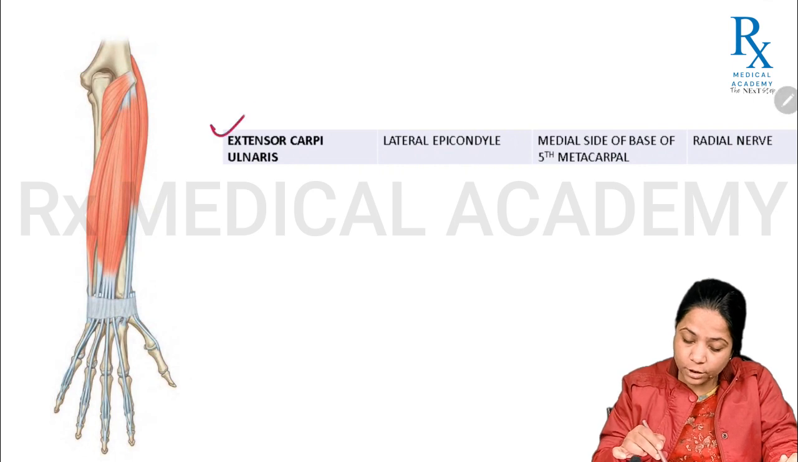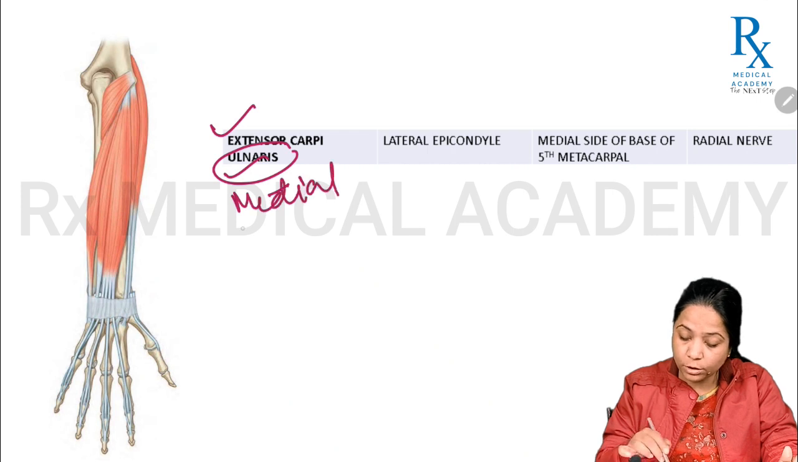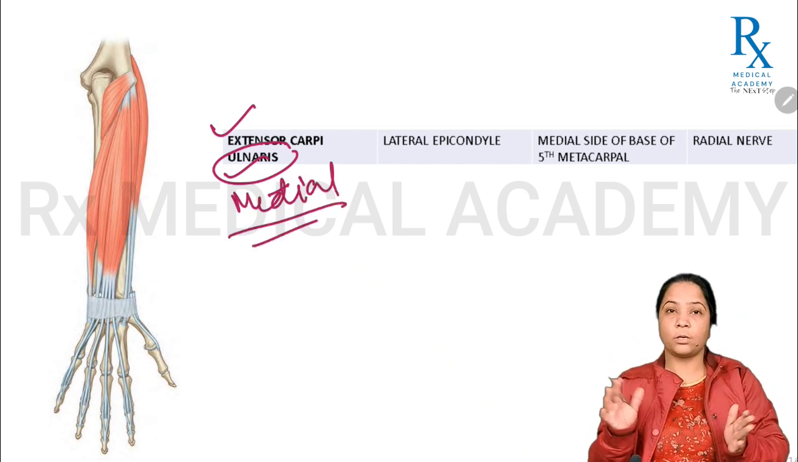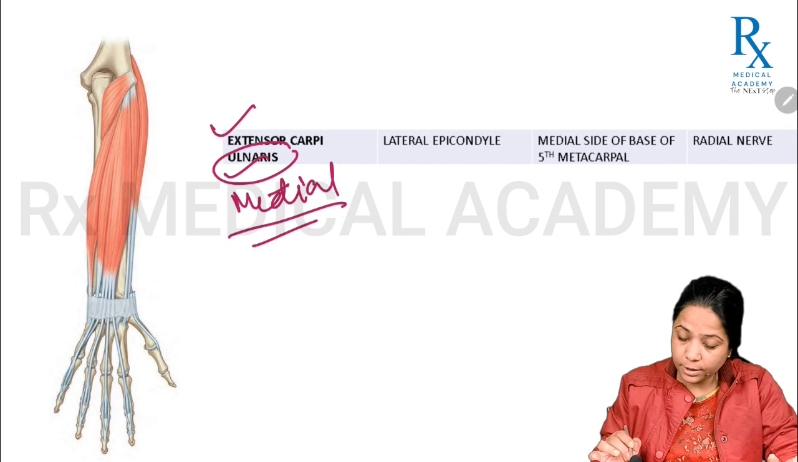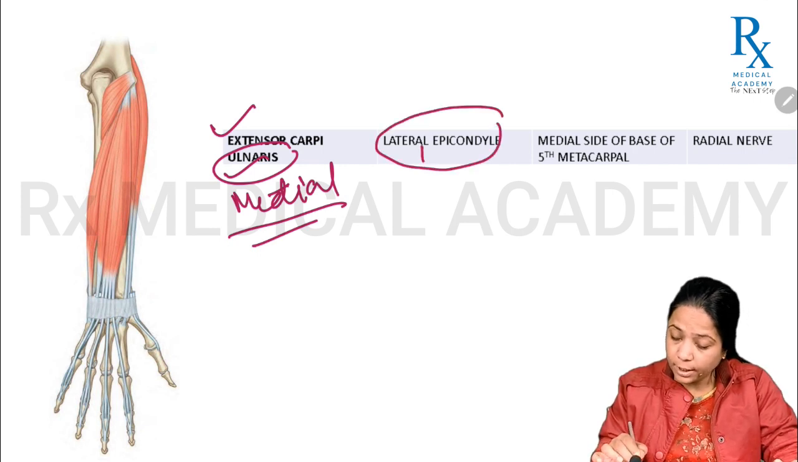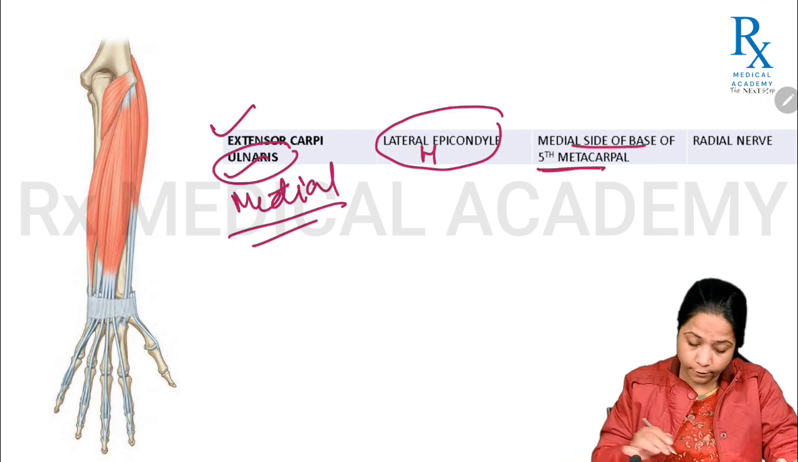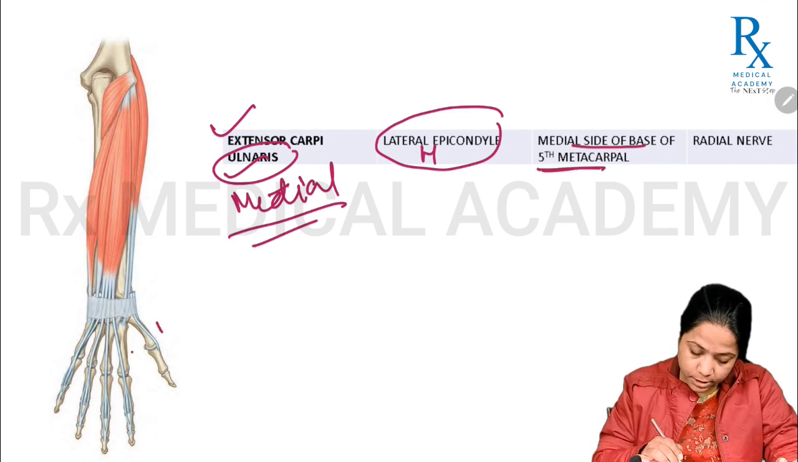Next we have extensor carpi ulnaris, more toward the ulnar side. Means it is mostly situated on the medial aspect of the posterior compartment of the forearm, and it is arising from lateral epicondyle of the humerus, and it is going to insert onto the medial side of the base of the fifth metacarpal. So this is the first, second, third, fourth, and this is the fifth metacarpal. So you can see here this muscle is extensor carpi ulnaris.